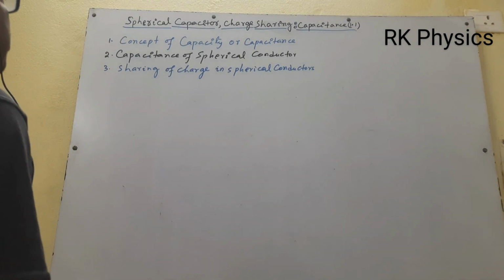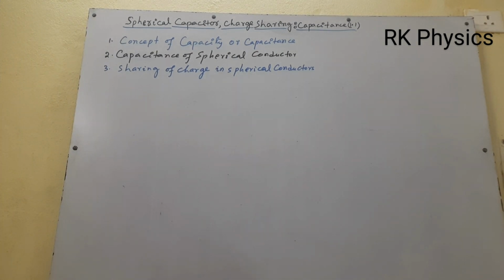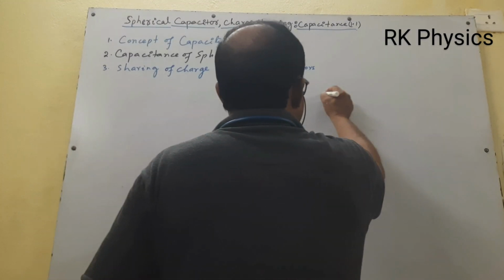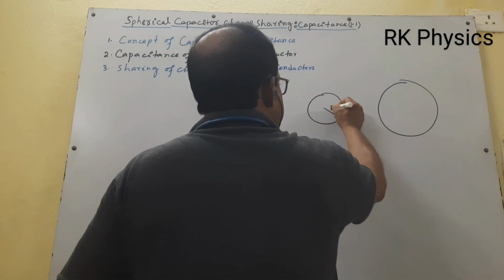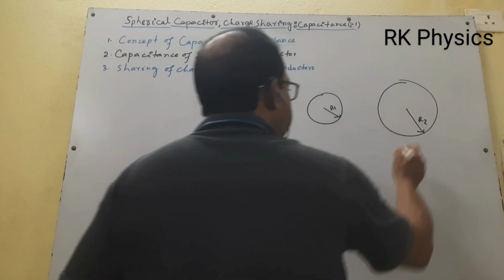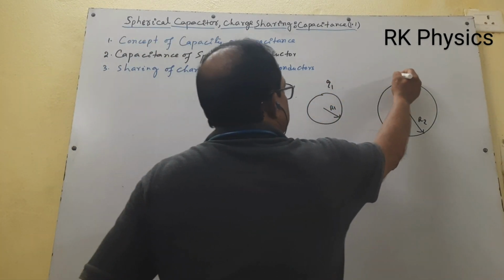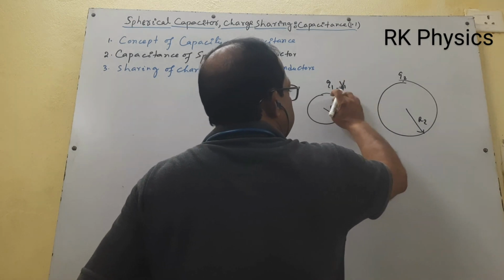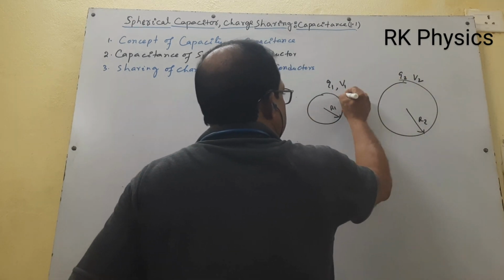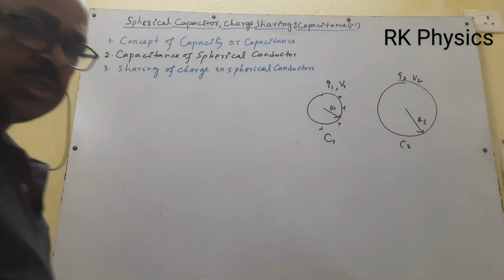Now let us come to the third property, shedding of charge in spherical conductors. Consider two spherical conductors with radii R1 and R2. Charge Q1 is given to the first conductor, and similarly Q2 to the second conductor. The potential developed is V1 here and V2 here, and the capacitances are C1 and C2.